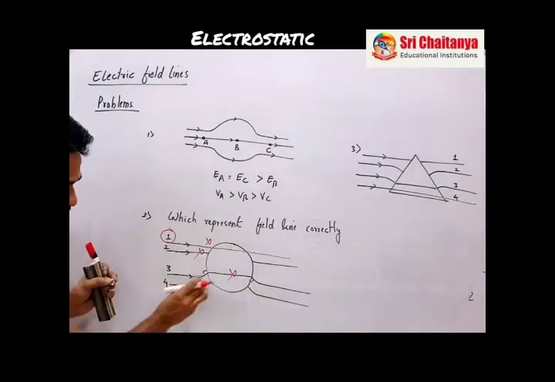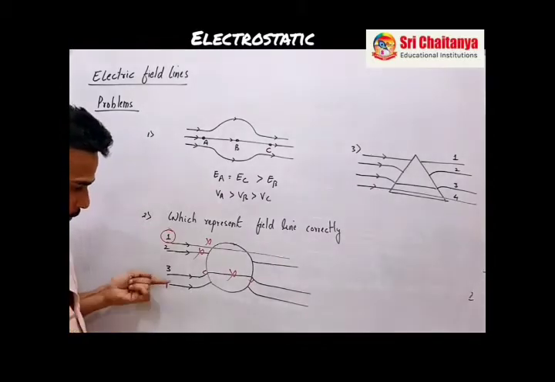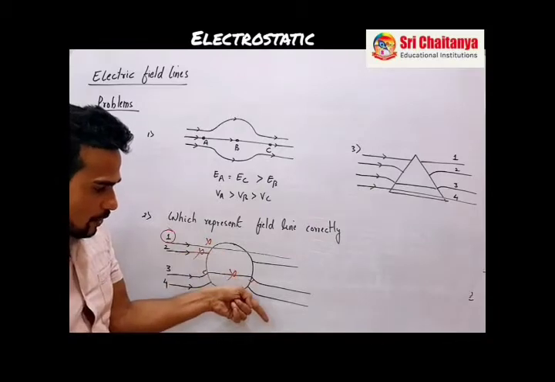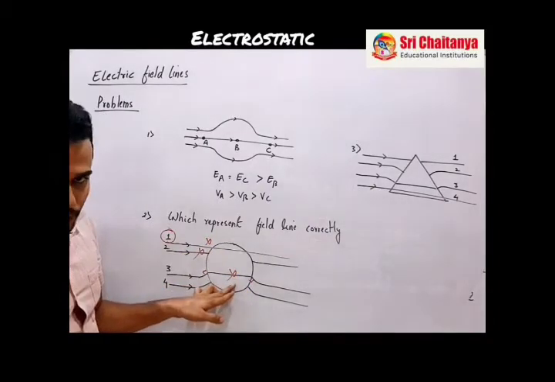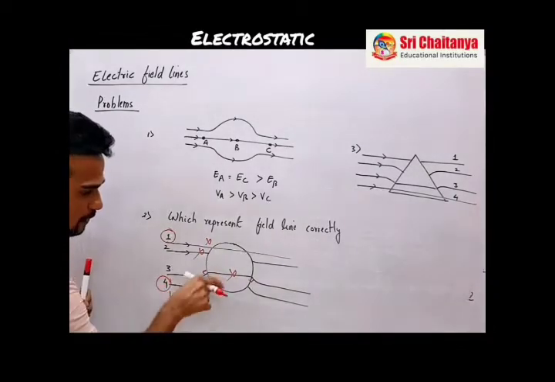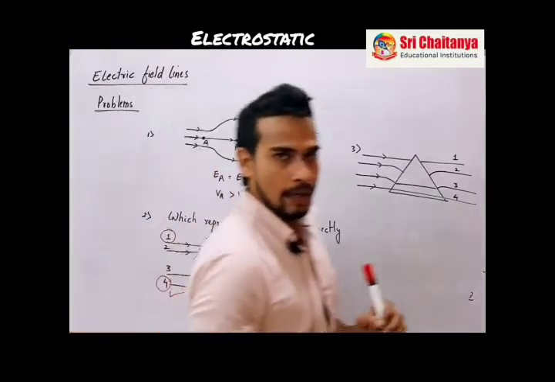Fourth one will be correct, that is the left one. Or you can say also, if you see these field lines, while terminating and originating, they became perpendicular and they are not present inside also. So our correct answer will be the fourth one. Fourth is representing the correct diagram of electric field lines.